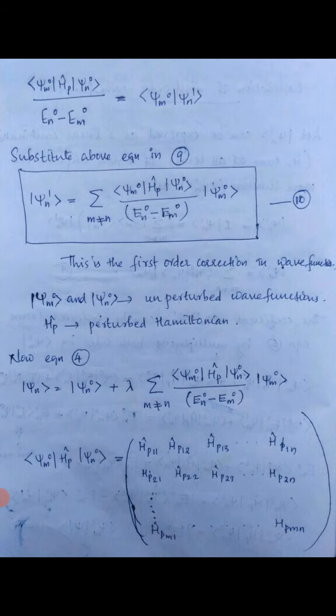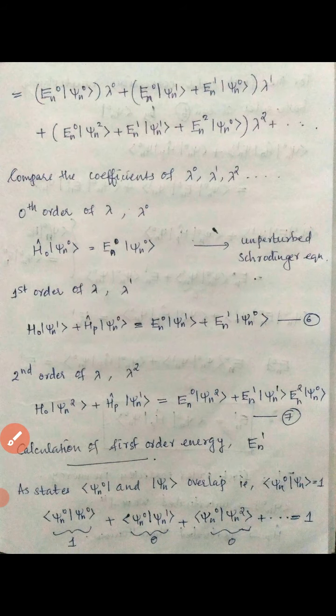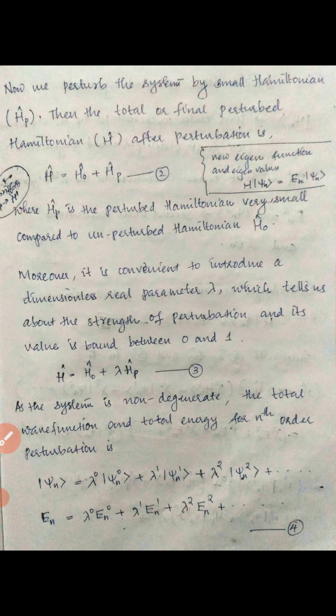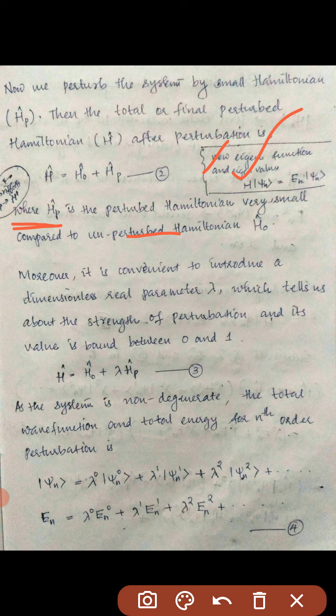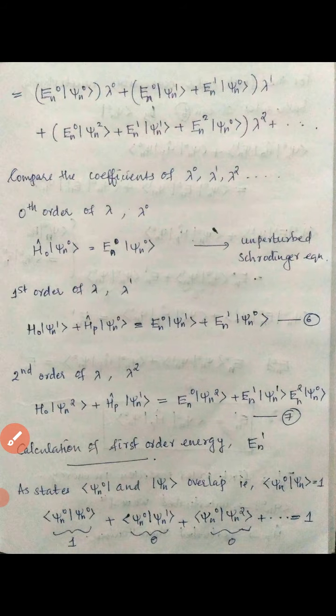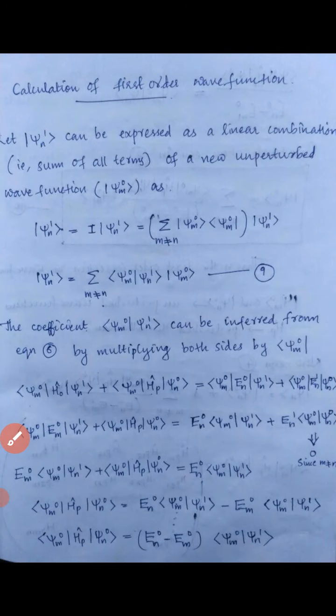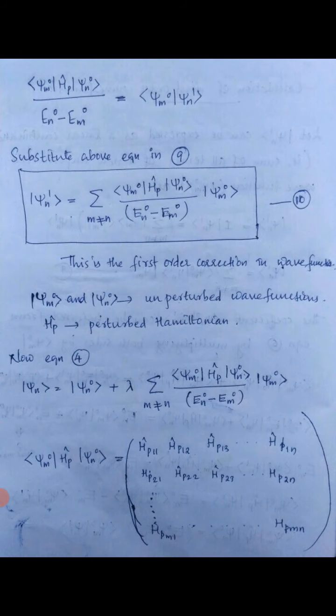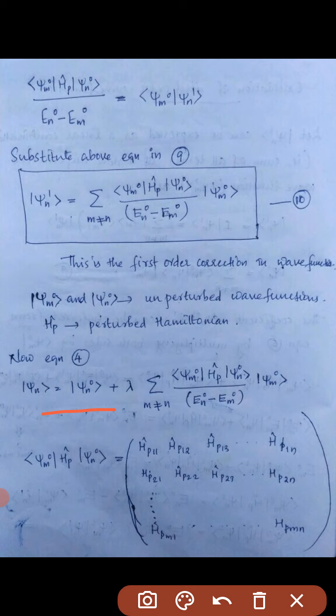Now from equation 4, this was our equation number 4, we can substitute the value of psi n1 here. Now the perturbed wave function becomes psi n0 plus lambda into this value of psi n1, which I substitute here. Now this is the matrix element. We already discussed these matrix elements. Therefore, this is the matrix element.